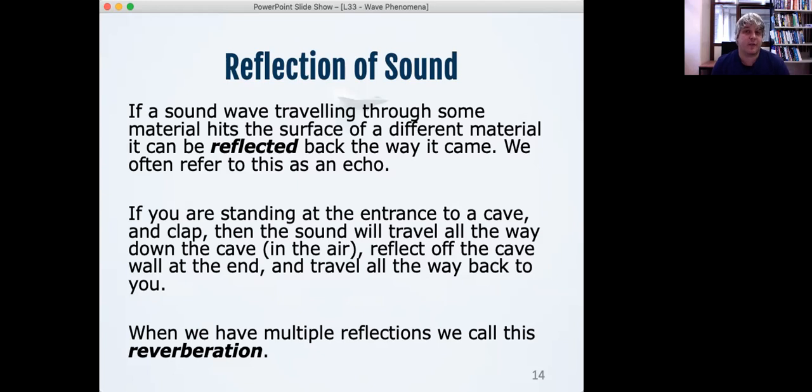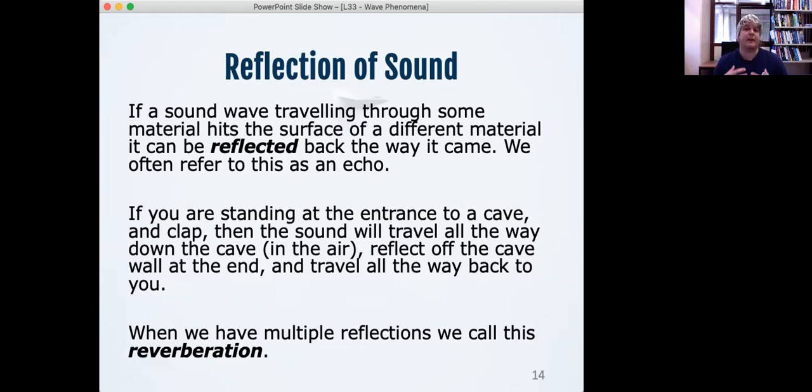If you're standing at the entrance to a cave and clap, then that sound will travel all the way down the cave. It will reflect off the back wall at the end of the cave and then travel all the way back to you. And so you'll hear that echo, right? And the time it takes will tell you how long that cave is, because you know how quickly the sound travels through the air in the cave. I believe that's one of the assignment questions, or possibly worksheet, I'm not sure. I think assignment though.